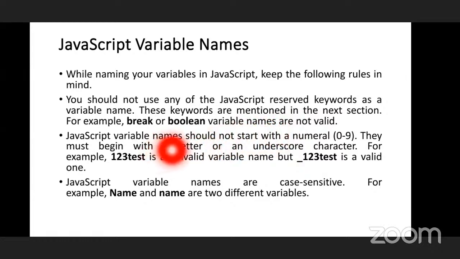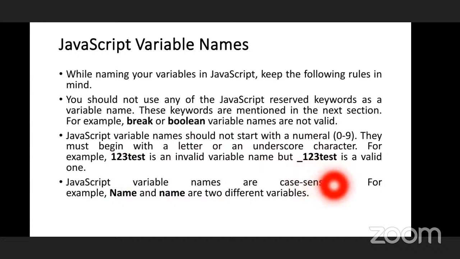And a JavaScript variable name must not start with a numeral. You must start with a letter of the alphabet. Otherwise, starting with an underscore is also valid, but it is not suggested. The suggested method is always to start with an alphabet. For example, if you frame a variable name like 123test, it starts with numerical values. This is invalid. You should not give such names as variable names.